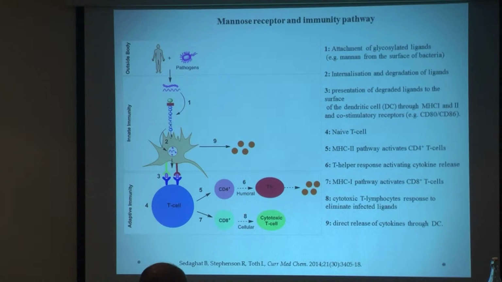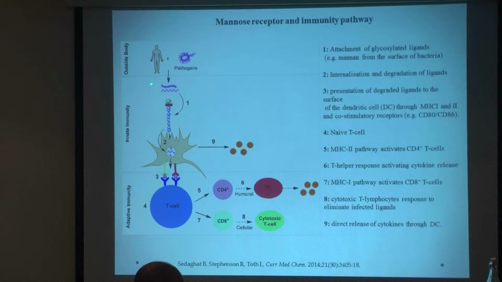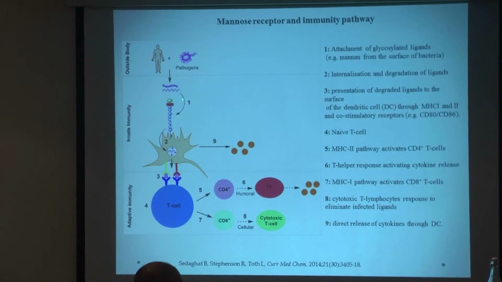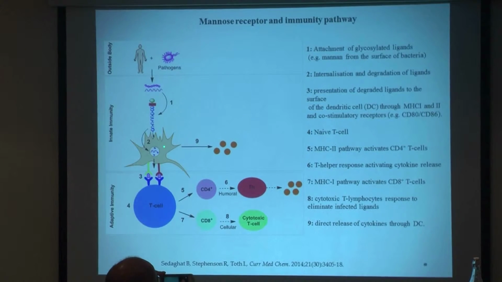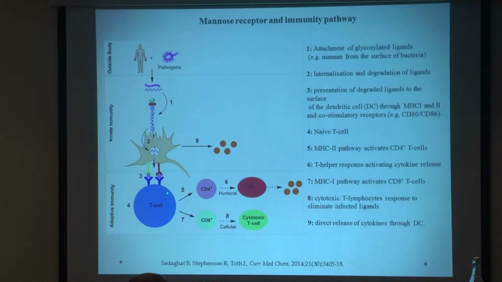Here is the pathway that the mannose receptor is involved in within the immune system. The pathogen that enters the body is recognized by this receptor and internalized into the dendritic cell, and then presented by MHC 1 and 2 to activate T cells and give a CD4 or CD8 response, depending on the antigen presented.